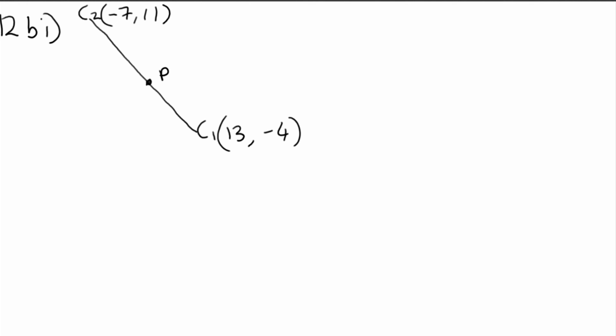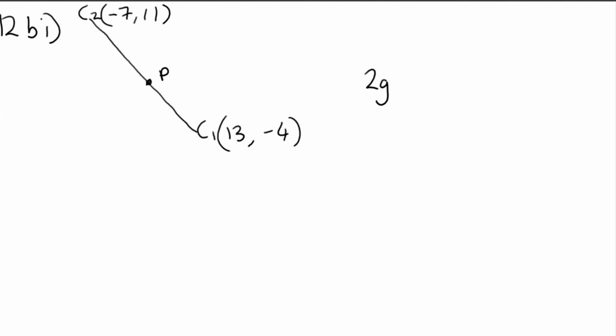Okay, this is 12b part 1. This is where we were asked to determine the ratio in which P divides the line joining the centres of the circles. So the centre of C1 is 13, negative 4. The centre of C2 is negative 7, 11. I'll show you how I get that.